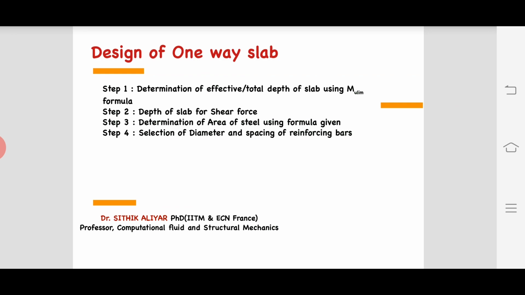You should know determining the effective or total depth based on bending. Second, check the slab for shear force. In most cases shear will pass, because the shear force coming will be very less. So check whether the depth of the slab is okay or not. Then if everything is okay, put the depth and determine the Ast value, the area of steel. If I get an area of steel like 400 mm square, then it is very easy: 8 mm at 100 mm center to center, or 150 mm center to center, that's it. Then determine the diameter and spacing of the reinforcing bars. That's the one way slab.